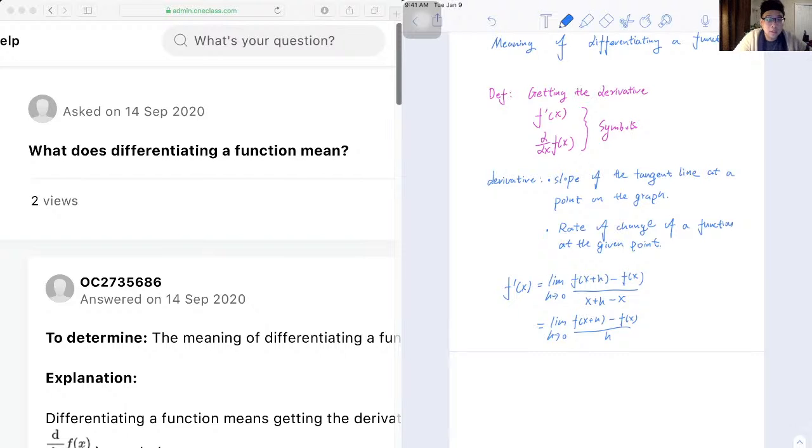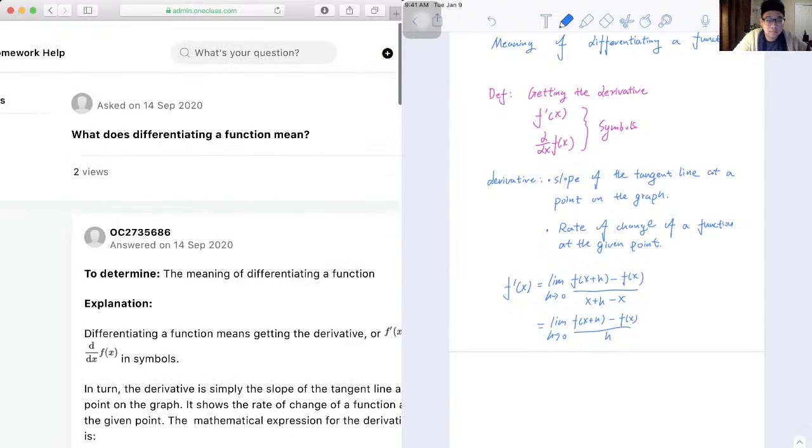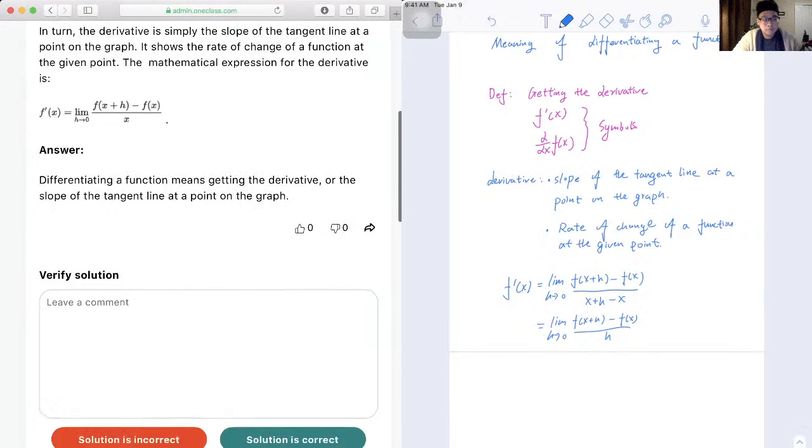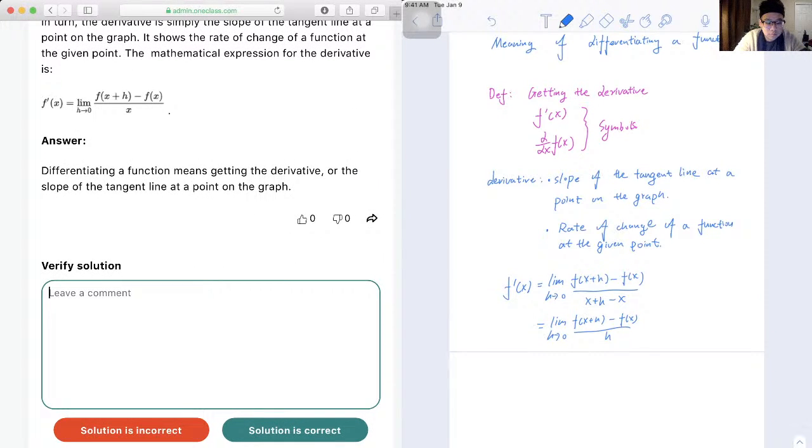So let's leave a comment there. Since it is correct, we're done.